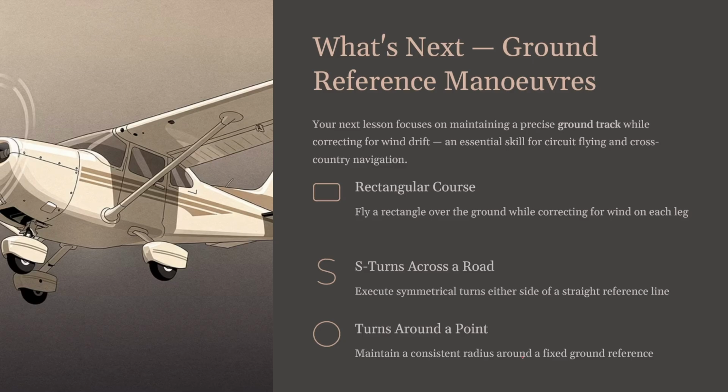Cool. Alright, so today we covered the power on stalls and power off stalls, what situations they represent, and how to recover safely. Next time we are going to move on to ground reference maneuvers. And these are pretty fun. Specifically the rectangular course, S-turns across the road, and turns around a point. These maneuvers help pilots learn how to control the airplane relative to the ground reference and correct for wind drift.